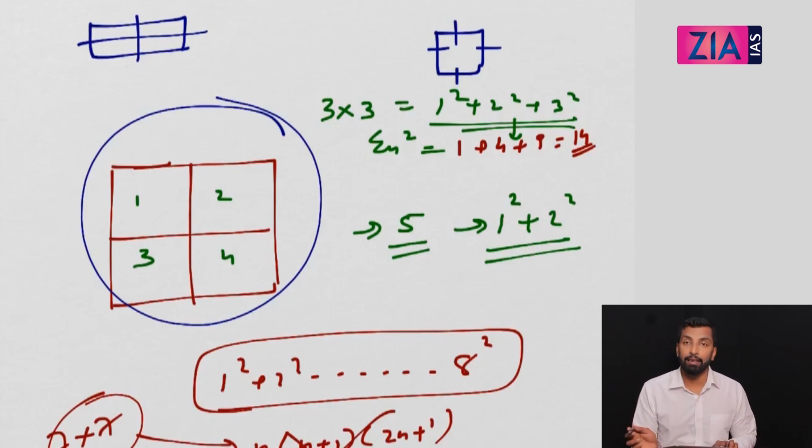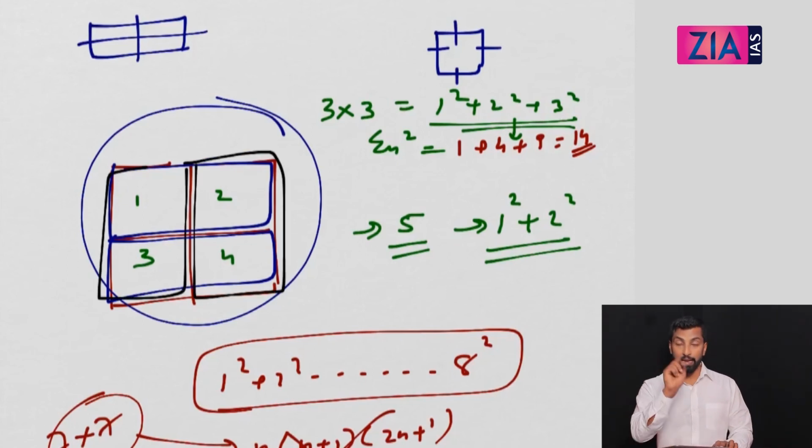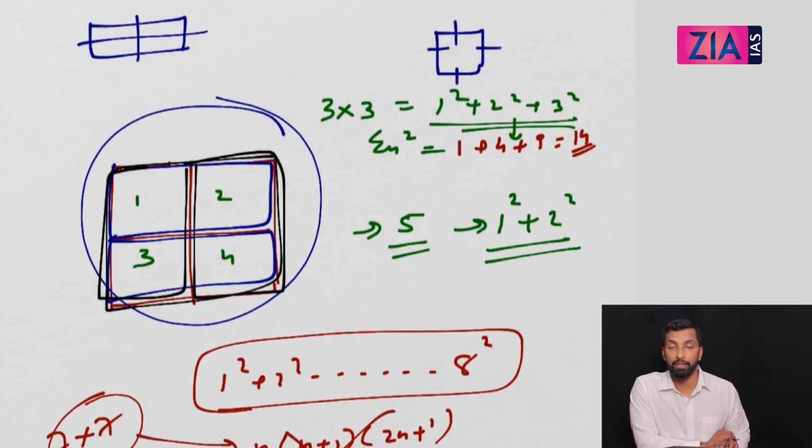So 1, 2, 3, 4 rectangles. Then after that you can get this rectangle, and this rectangle. So 6. Then you can get this as a rectangle, and this as a rectangle. So you got 8. Then the bigger square is also another rectangle, 9. So the number of rectangles, if you see, is 9.